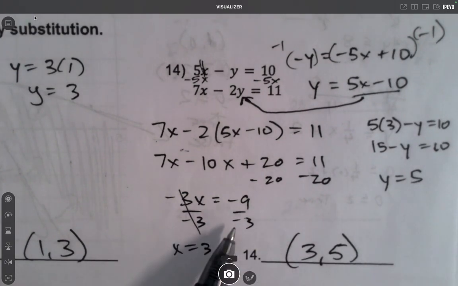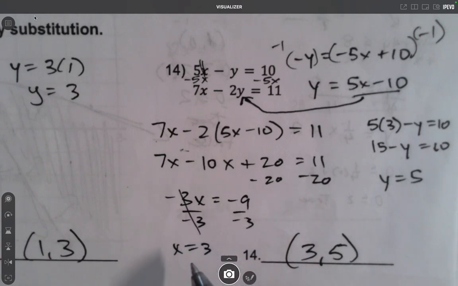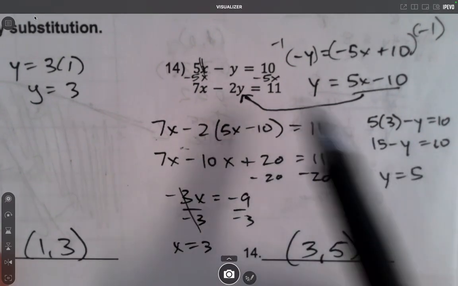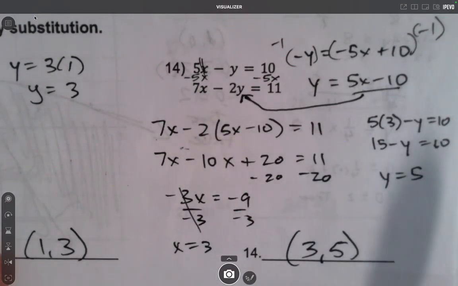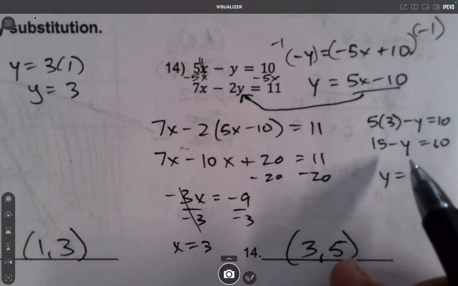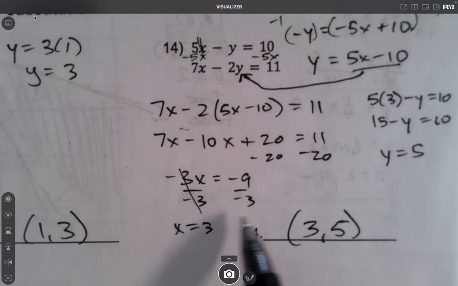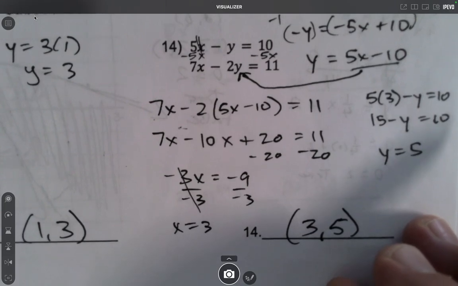So then I divided both sides by negative 3. Negative 9 divided by negative 3 is positive 3. So that gave us our x value. Then you can plug that into either equation, doesn't matter which one of these. I plugged in the top one, so I got 5 times 3 is 15, minus y equals 10. So y must be 5, because 15 minus 5 is equal to 10. So I get the ordered pair with 3 for x, 5 for y. I'll leave that up there just a second to make sure you can check on it.